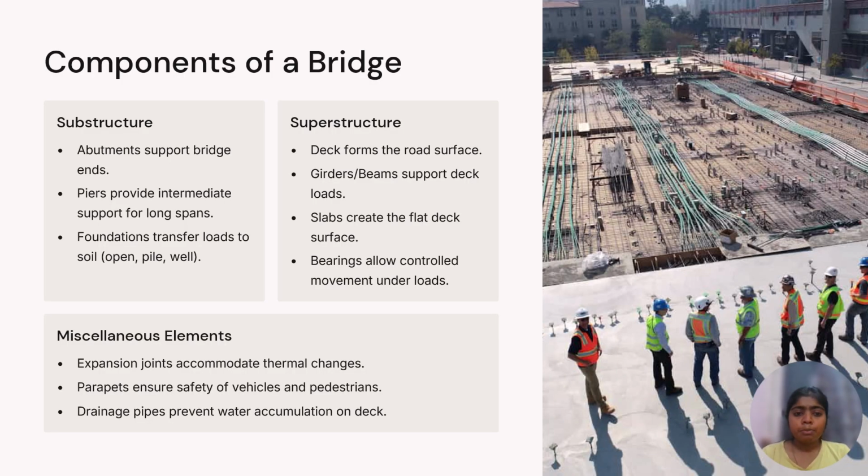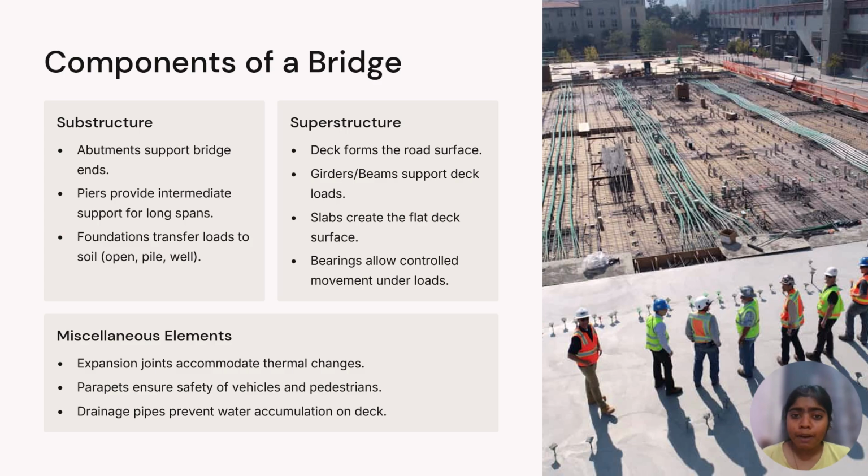The components of a bridge are the substructure, the superstructure, and I will be speaking on miscellaneous elements. Coming to the substructure, its components are abutments, which support bridge ends; piers, which provide intermediate support for longer spans; and foundations, which transfer load to the soil, such as open, pile and well foundations. The superstructure has the deck, which forms the road surface; girders or beams, which support deck load; slabs, which create the flat deck surface; and bearings, which control movement under loads.